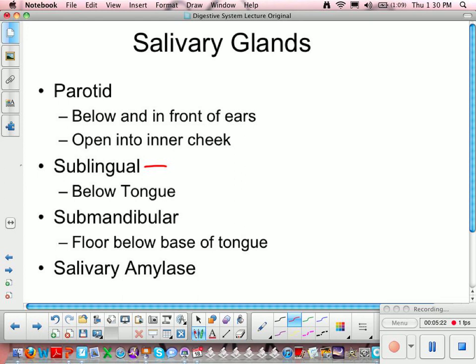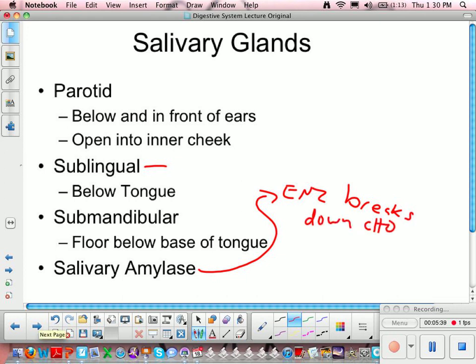Salivary amylase is an enzyme that breaks down sugars, or carbohydrates, we should say. So it breaks down those carbohydrates. This is probably particularly important for survival if we needed to break down sugars quickly.